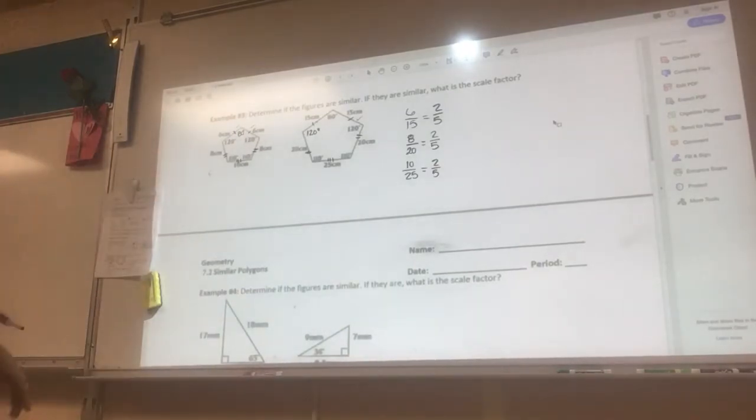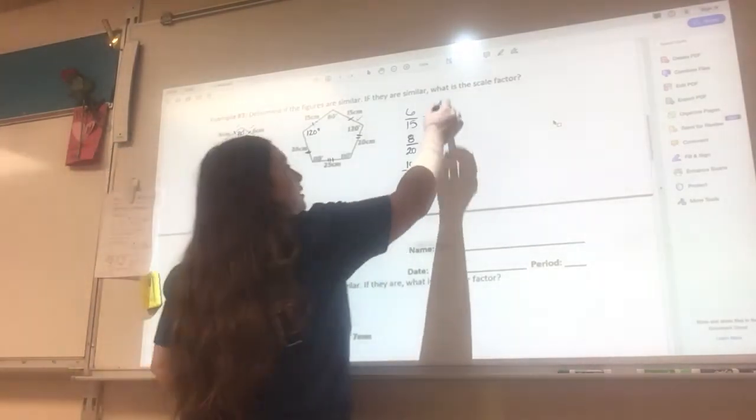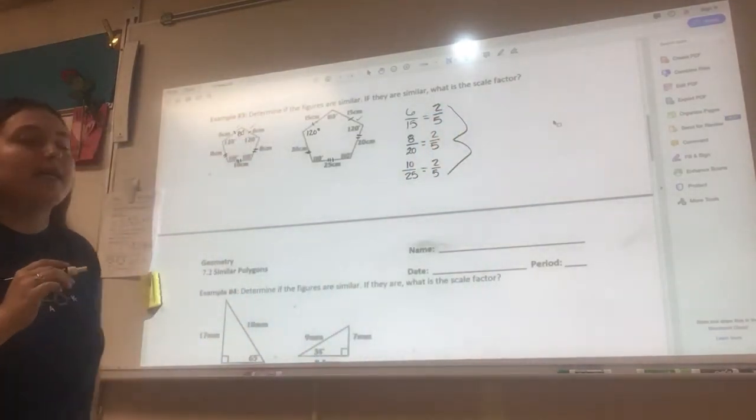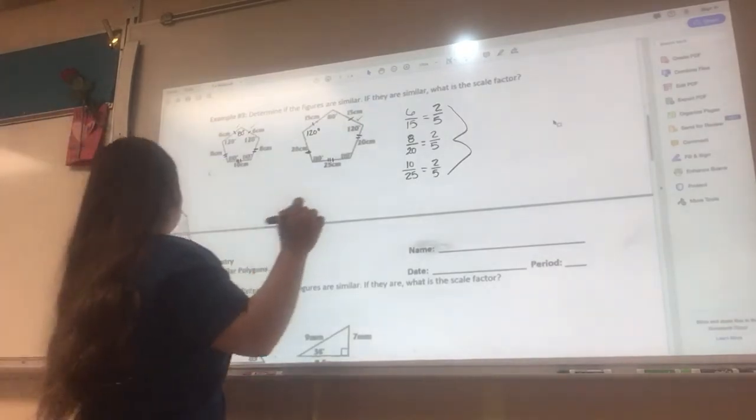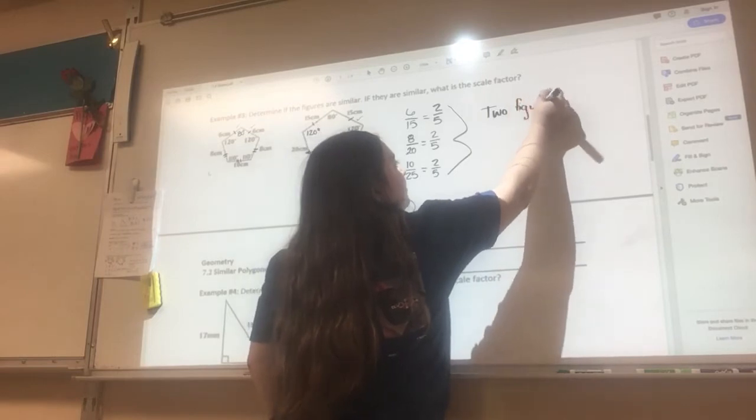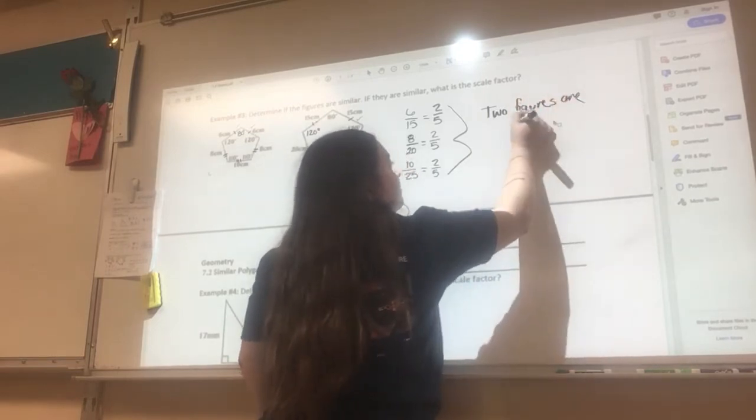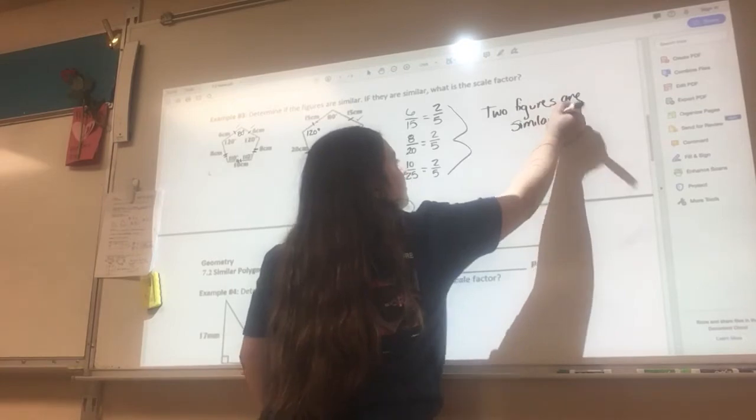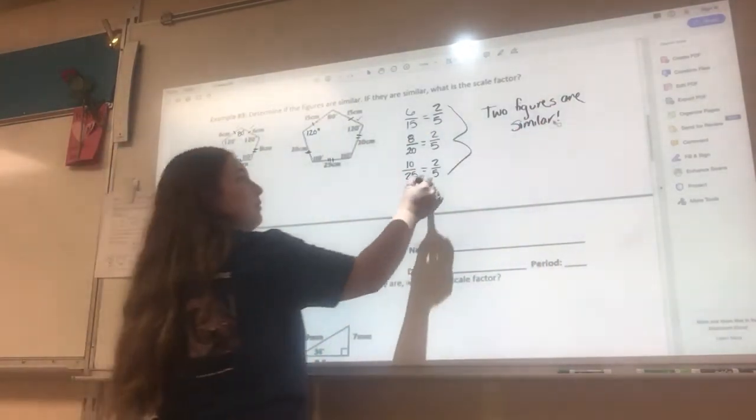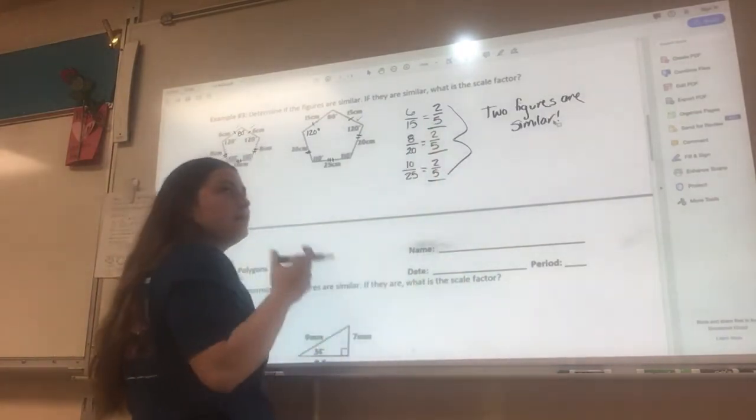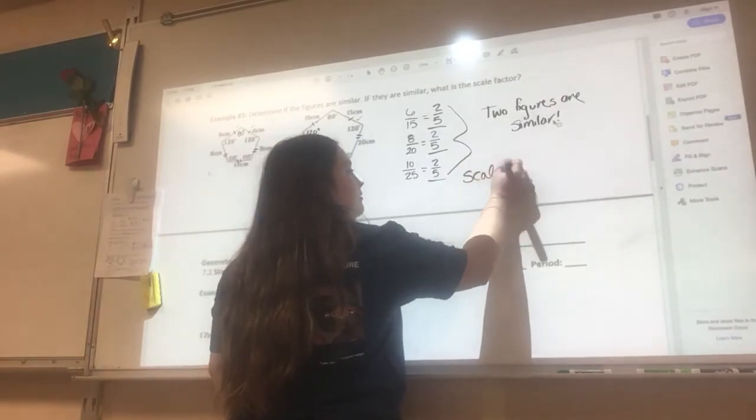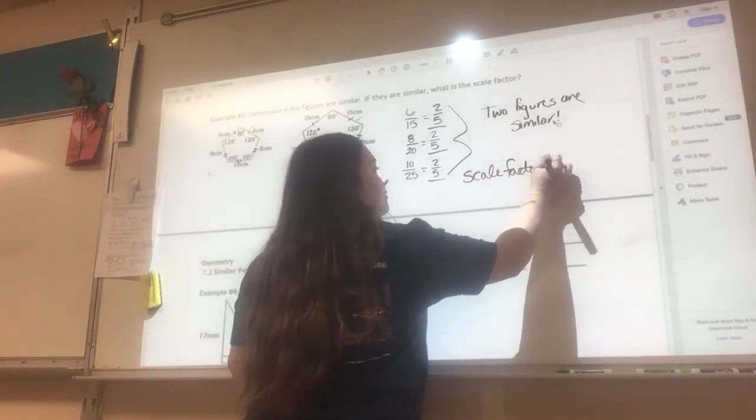Well, now that we've determined the proportions of all sides, we can see that they have the same number. So they're similar. The 2 figures are similar. And since they're similar, we can determine the scale factor. Well, scale factor is the number that you say that they all have to be. So our scale factor is 2/5.